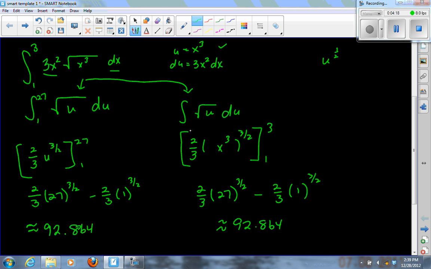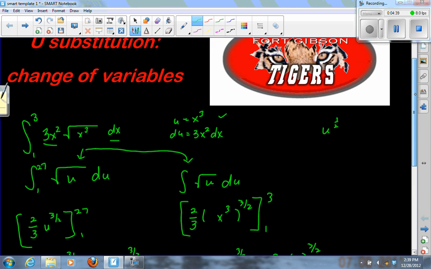Now, the two methods are either change the bounds and work the problem, or don't change the bounds, but change your problem back to x's and use those x bounds. You're going to get the same answer. You're going to have to do the same computations. It's just two different ways of thinking about it. So that's running the chain rule backwards with bounds, or definite integration.